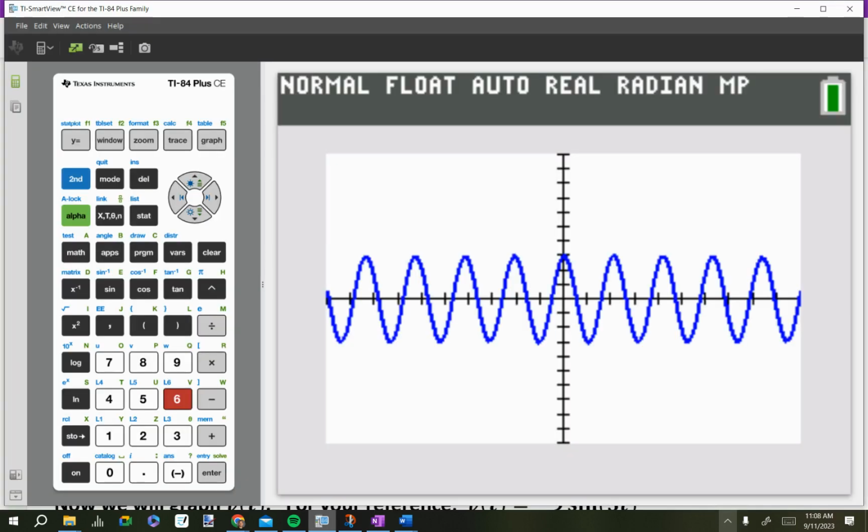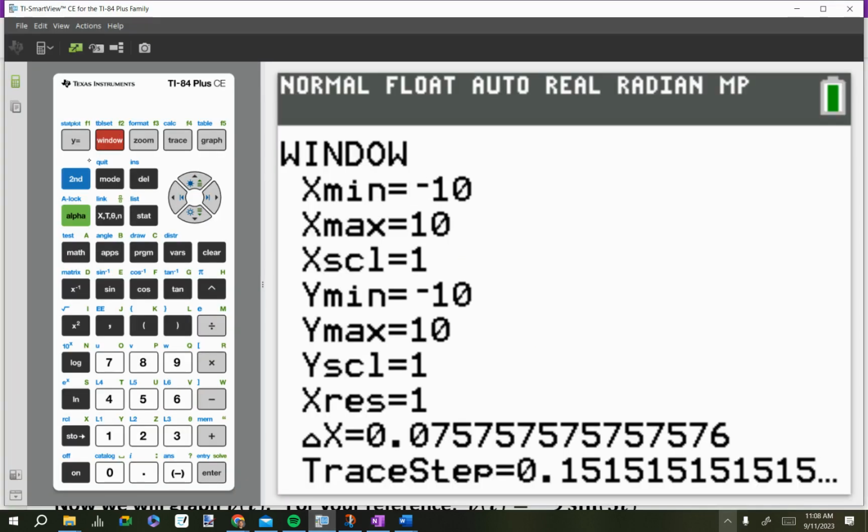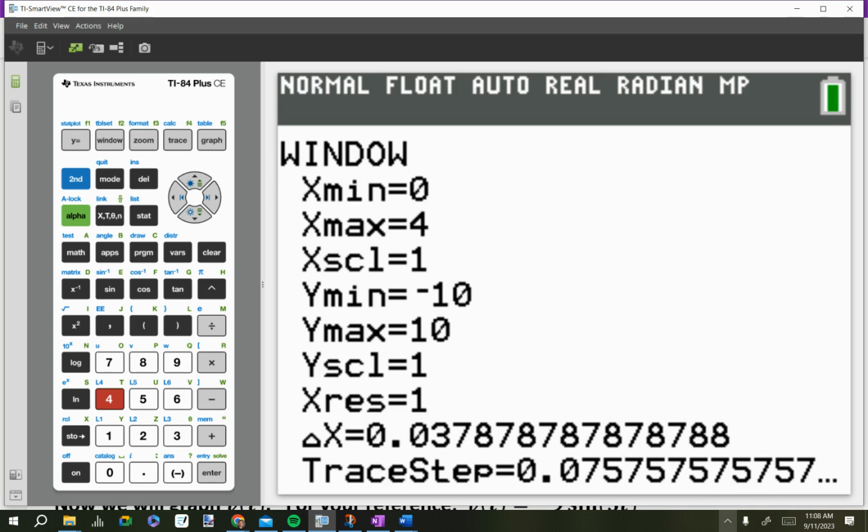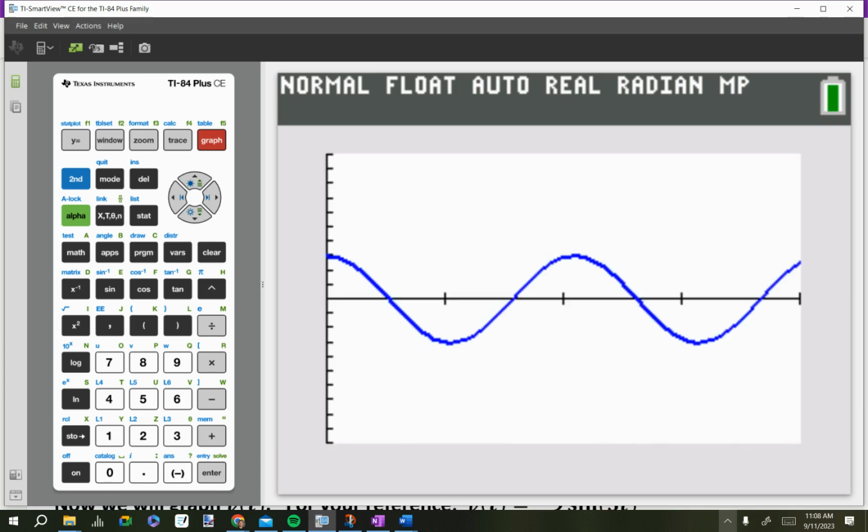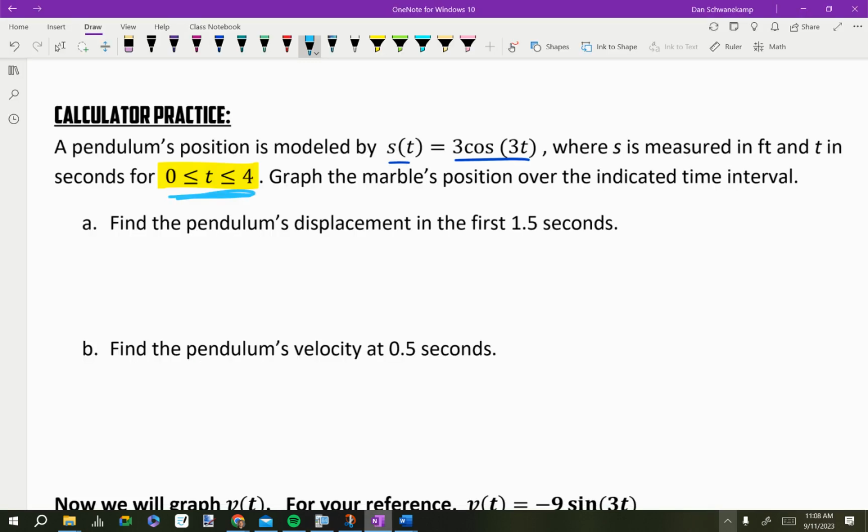So again, I'm going to hit my window button. Here's my window button right here. Window. I'm going to go X minimum 0, X maximum 4 because that's what it told me to do. 0 to 4. I'm going to hit graph again. Boom, there's my picture. We don't need the graph for everything, but we're putting it in there because we're going to use it later as well.